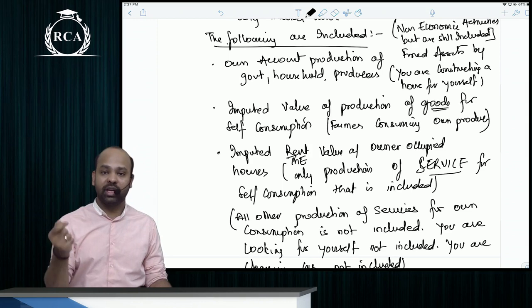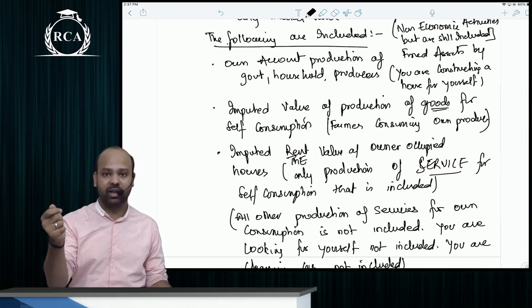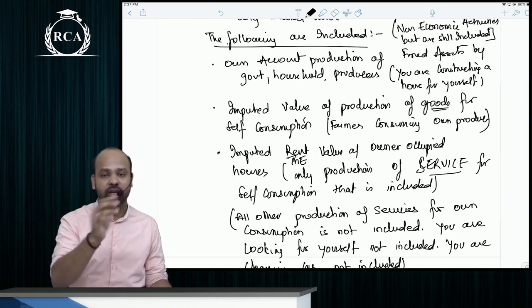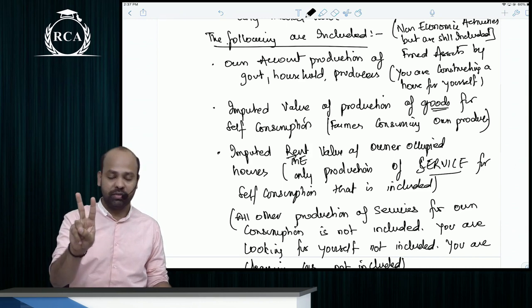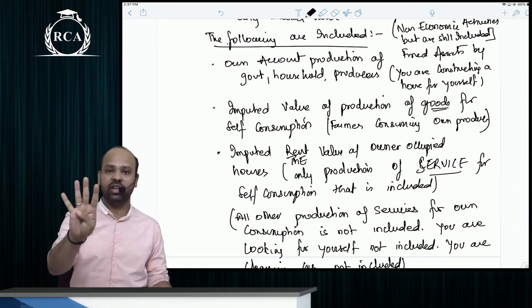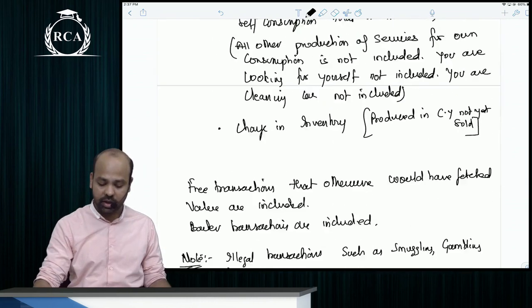I give you a lot of examples, like you're fixing your own tube light. That is a service for self-consumption, not included. Own construction of fixed assets is included. Production of goods for self-consumption is included. Imputed rental value of own houses is included. Changes in inventory are included.